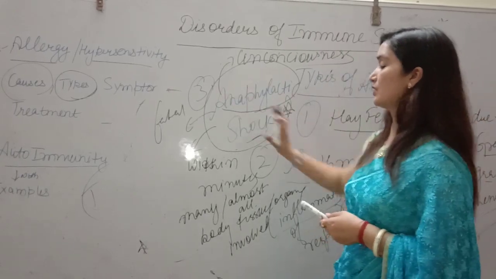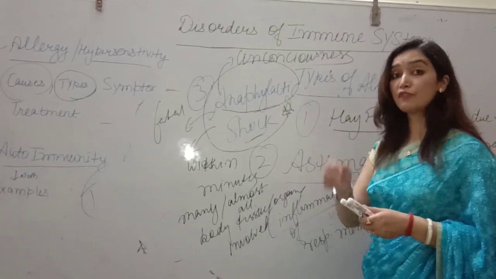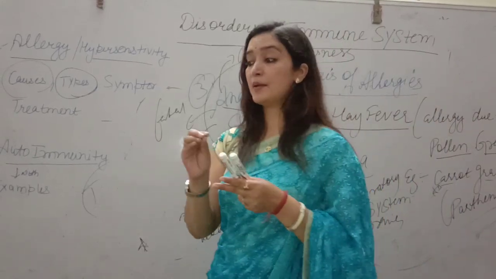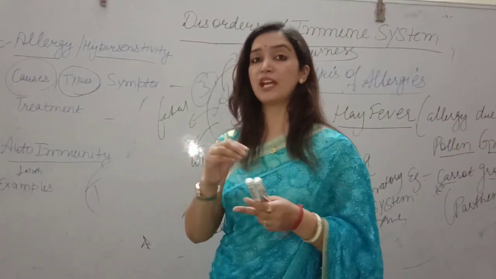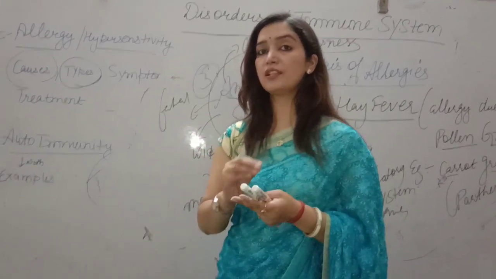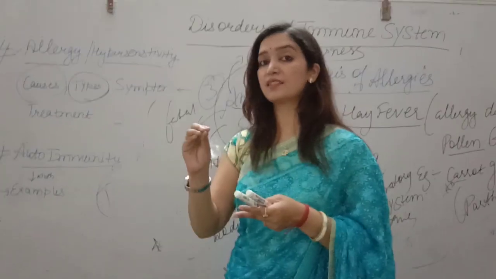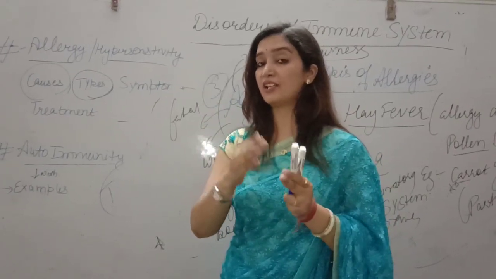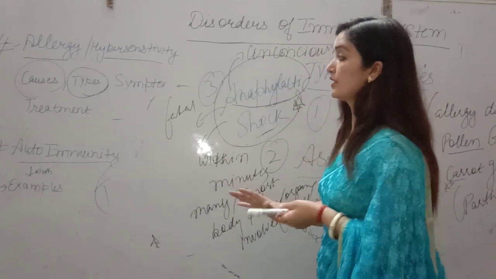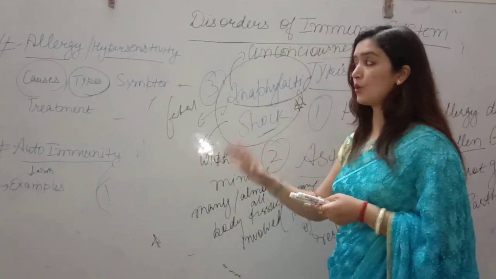Alright, students. So this is specifically important. Before giving any medicine to a person, whether vaccination or injection, we have to check whether the person is specifically allergic to that very chemical or that very medicine or not. Alright, students. Now we are coming to autoimmunity.